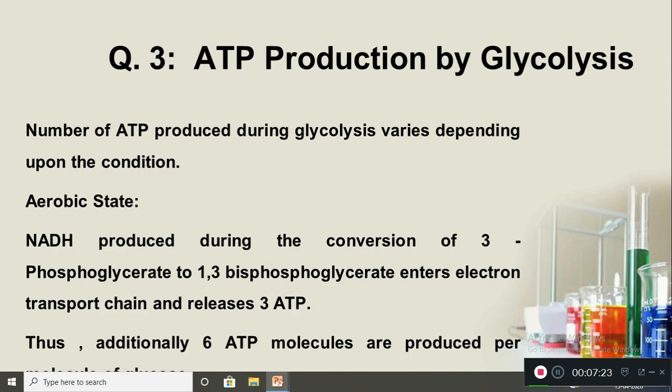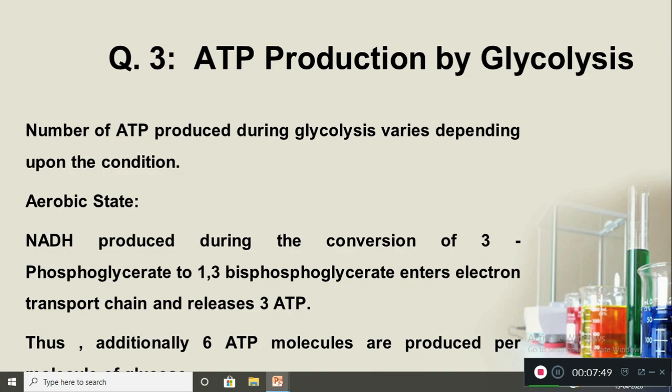NADH produced during the conversion of 3-phosphoglycerate to 1,3-bisphosphoglycerate enters the electron transport chain, that is ETC, and thereby it releases 3 ATP molecules. Thus, additionally 6 ATP molecules are produced per glucose molecule.